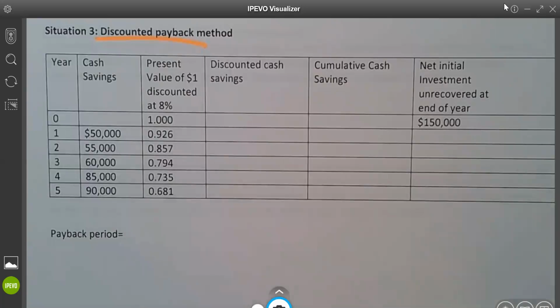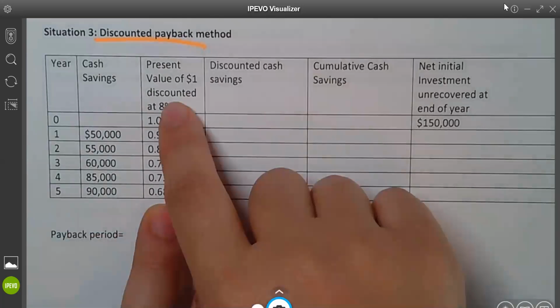You just need to do one extra step, and then you do the same as your discounted cash flow payback method. So you first discount, and you use the discounted cash flow to calculate your payback method. Okay, how do I do that?